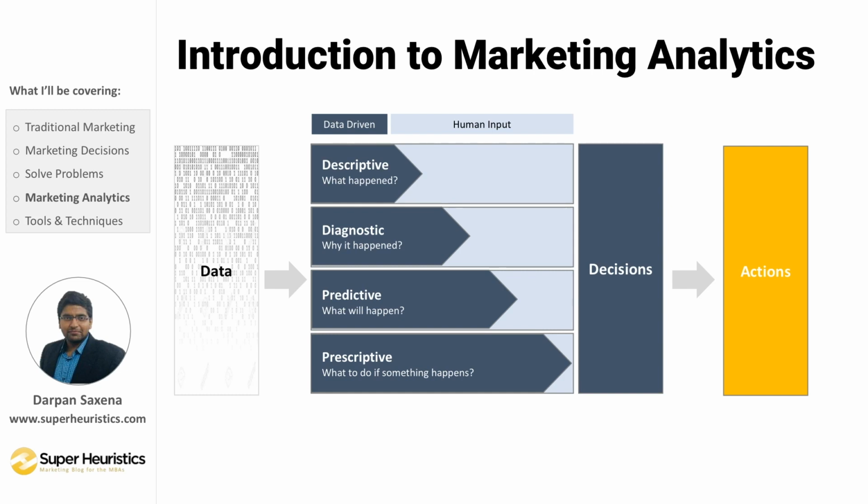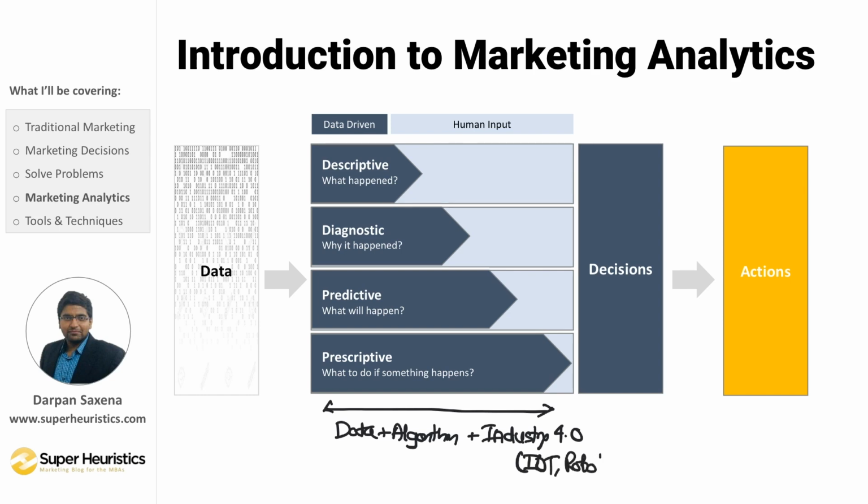And finally, suppose you want to know why it happened, what will happen now, and if something happens, then what do I have to do after it? If you want to go to the extreme extent of what do I do after it, then you would have to completely understand your data. You would have to employ algorithms which will help you find out what will happen, and then you would have to use some of the industry 4.0 tools, for example IoT and robotics, to even automate the entire thing, that if something happens, then what exactly do we have to do. So all of this is marketing analytics.